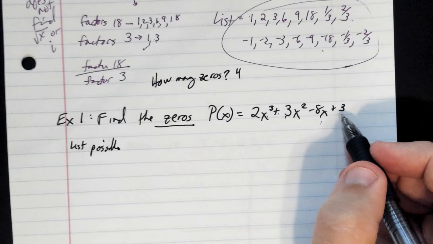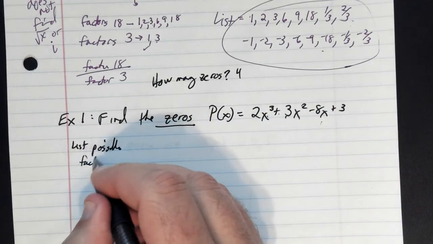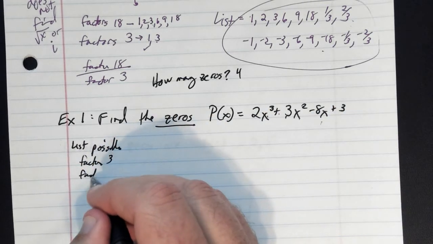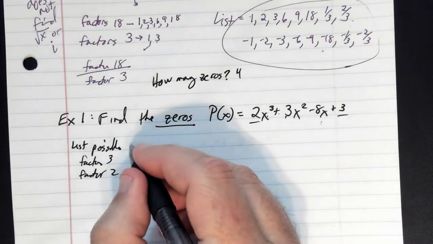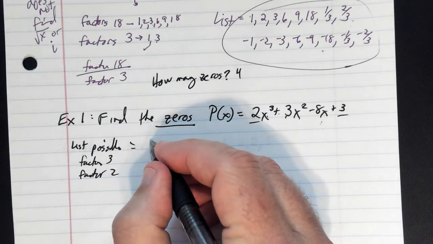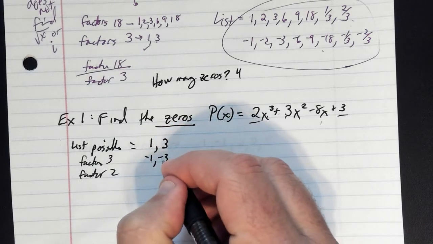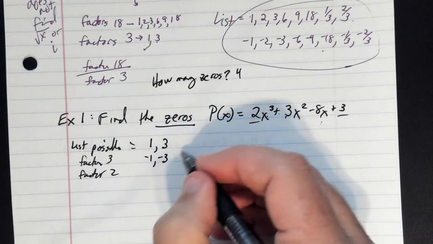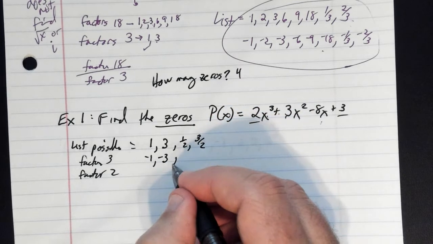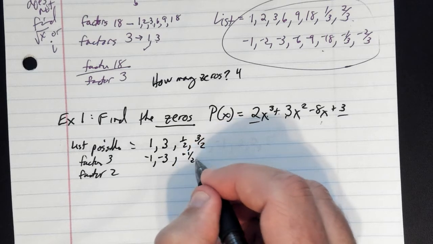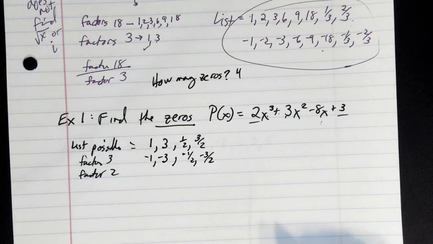Okay? So my list of possibles are going to be the factors of 3 over the factors of 2. Right? The 3 and the 2. So the factors of 3 are going to be 1 and 3. Okay? And their negatives. And then put those over 2. 1/2, 3/2, -1/2, -3/2. So those are all my possibles.